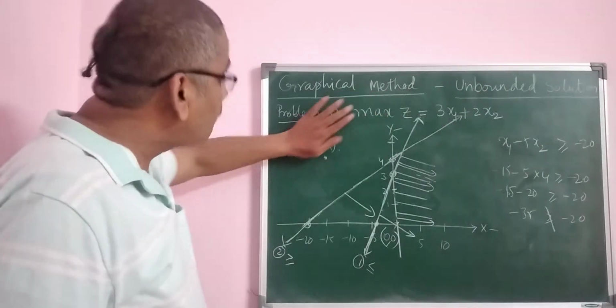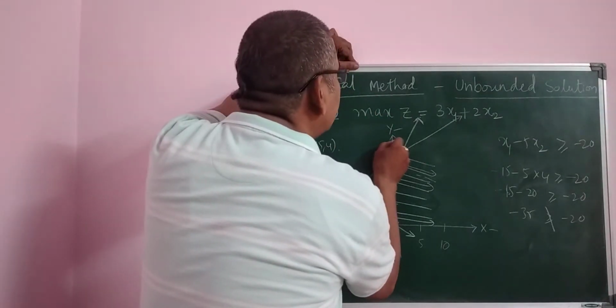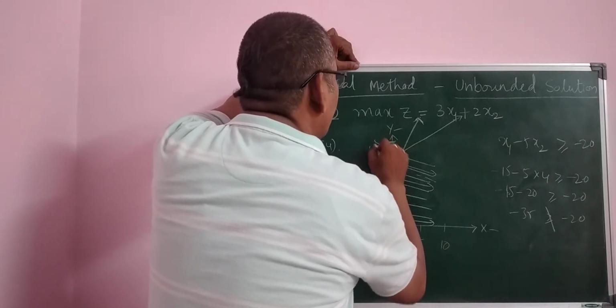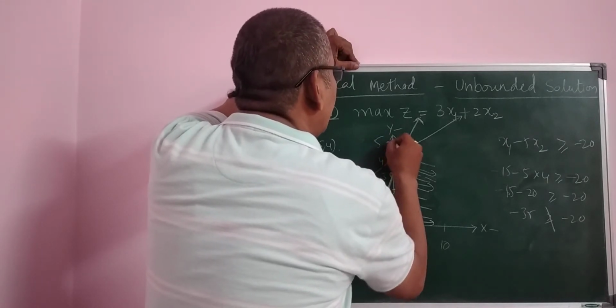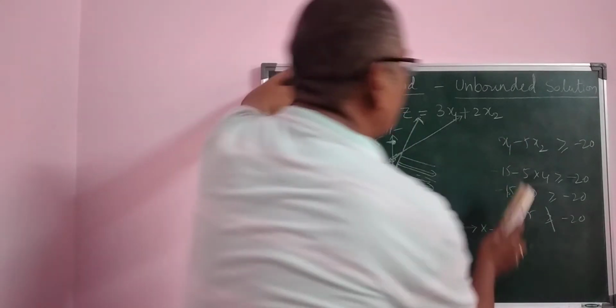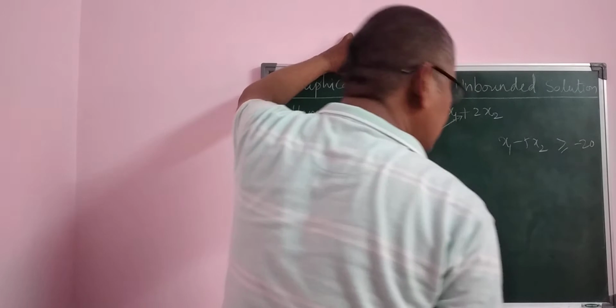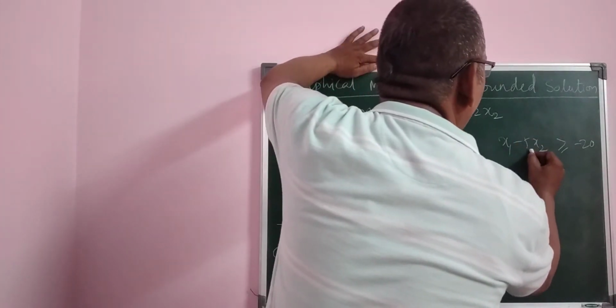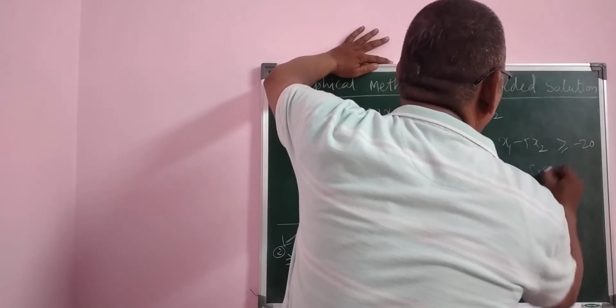So whichever point you consider, or simply if you want a simple point, consider the point 0 comma 5. You substitute 0 comma 5 in the equation: 0 minus 5 into 5, which is minus 25.